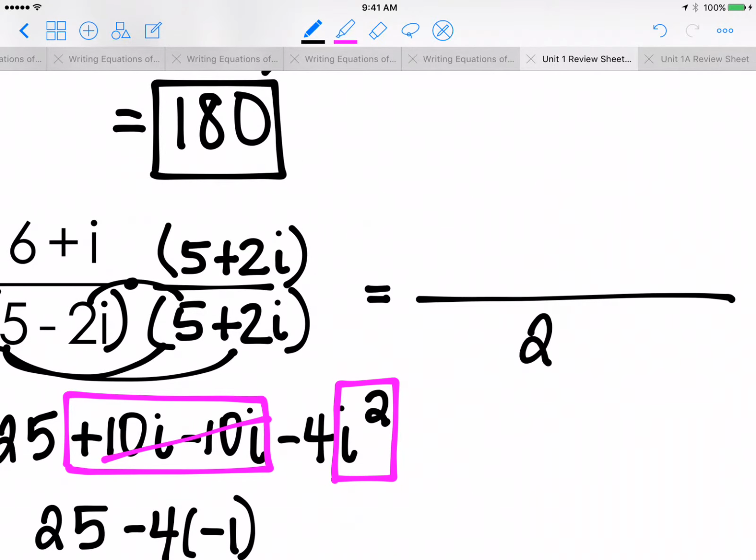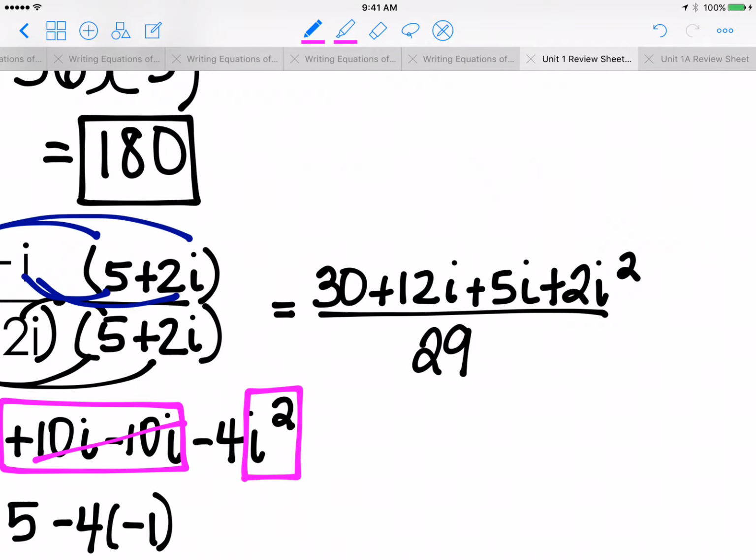So our numerator would be 6 times 5, which would be 30. 6 times 2i would be 12i. i times 5 would be 5i. And then if we multiplied i times 2i, we would get 2i squared. So combine like terms and deal with your i squared. So we have 30 plus 17i plus 2 times negative 1 all over 29.